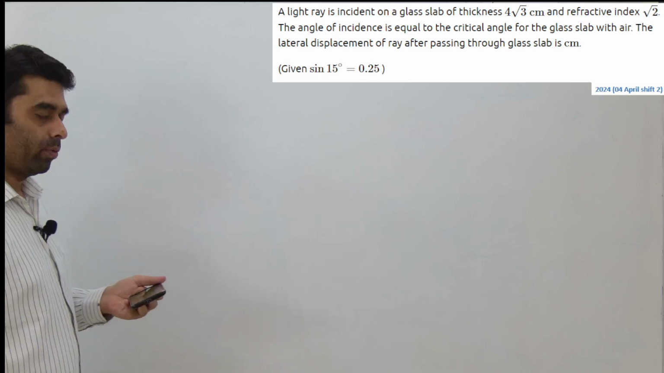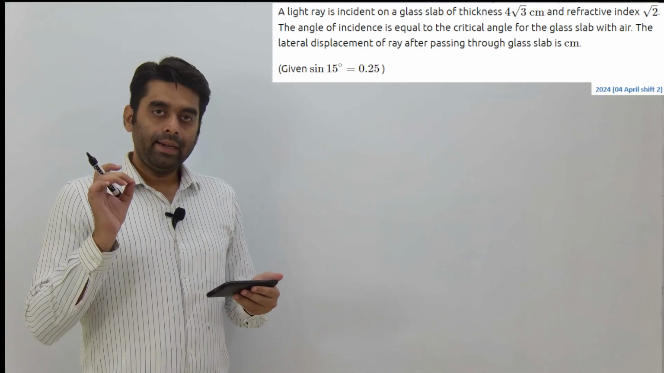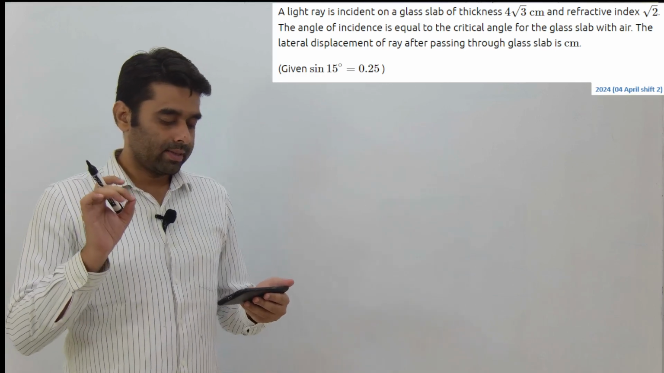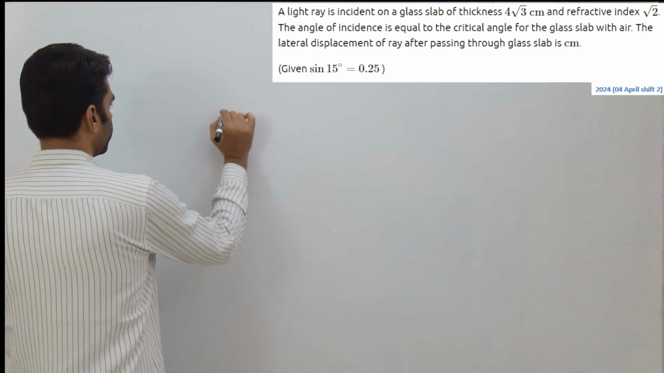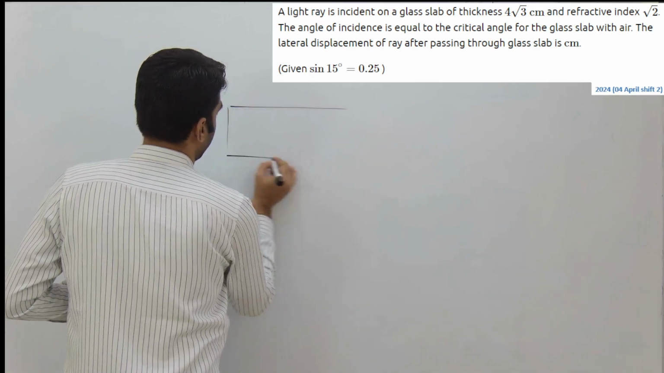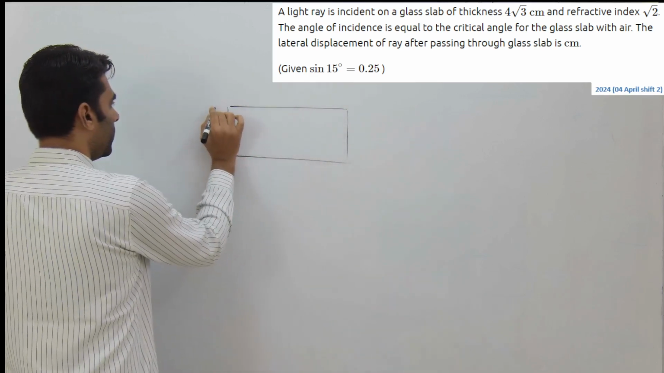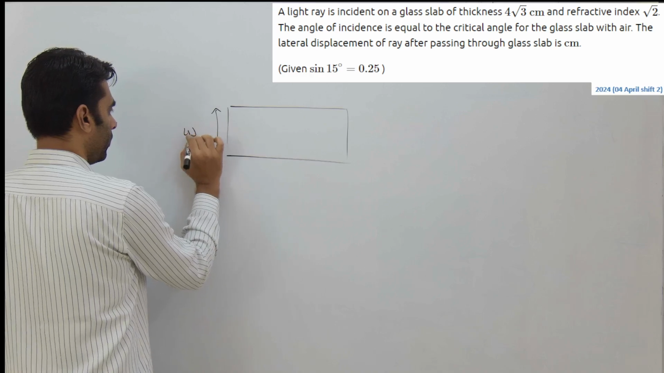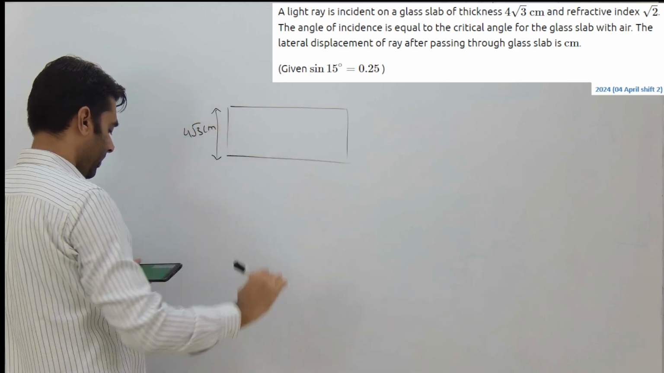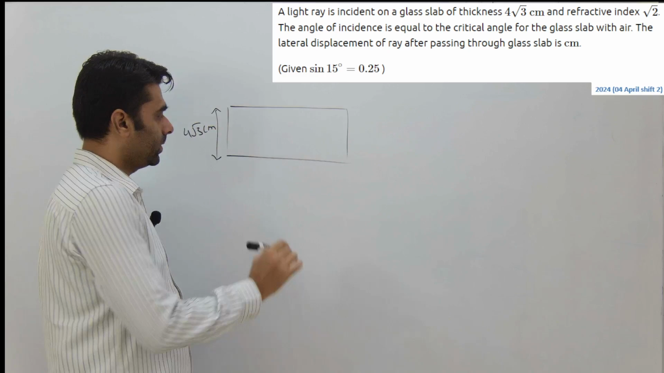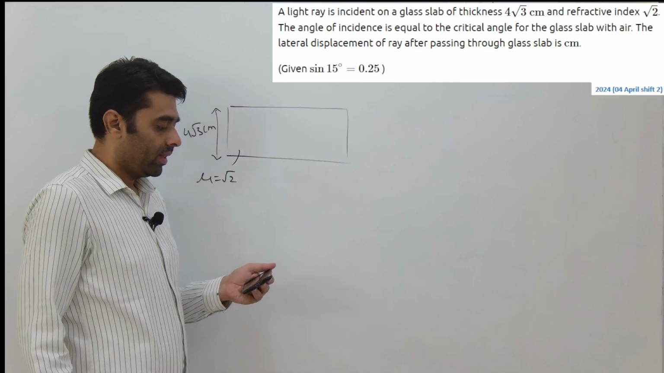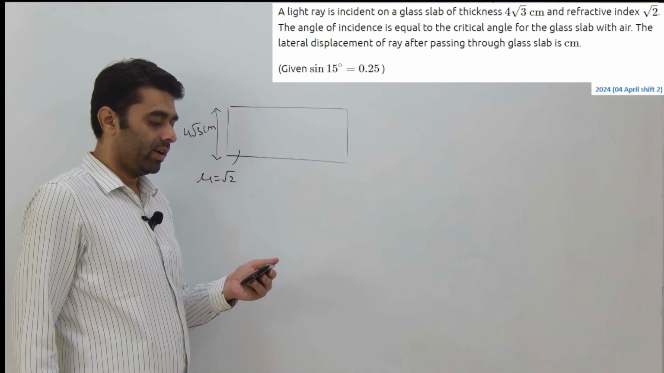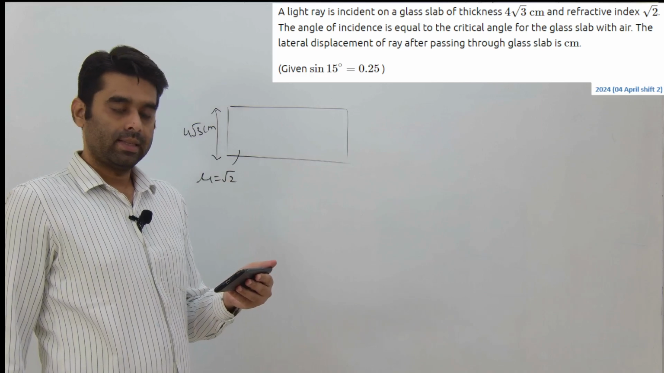Yes, next question. A light ray is incident on a glass slab of thickness 4√3 centimeter. Let's draw the figure. So a slab is there, rectangular slab. Its thickness is 4√3 centimeter and refractive index is √2. Mu is equals to √2 given to us. The angle of incidence is equals to critical angle for the glass slab with air.